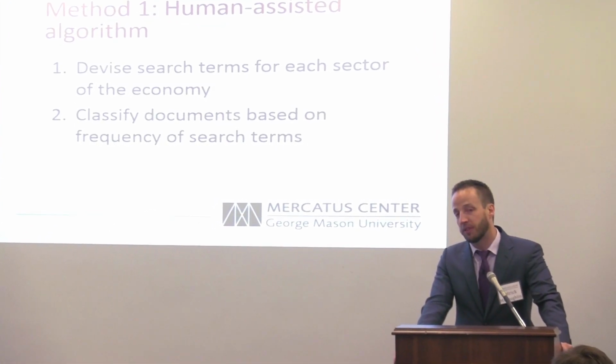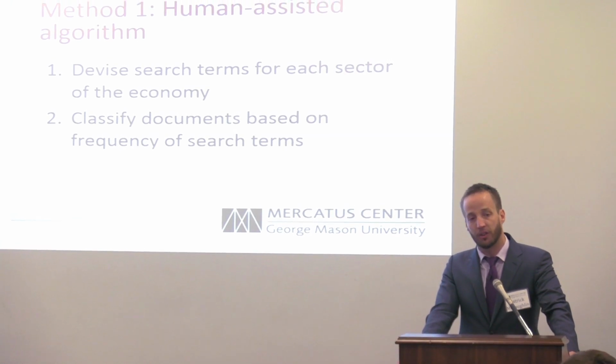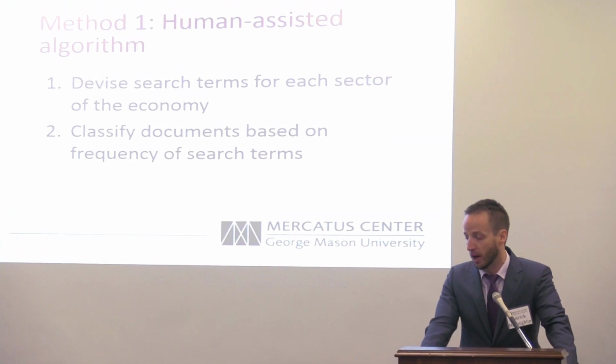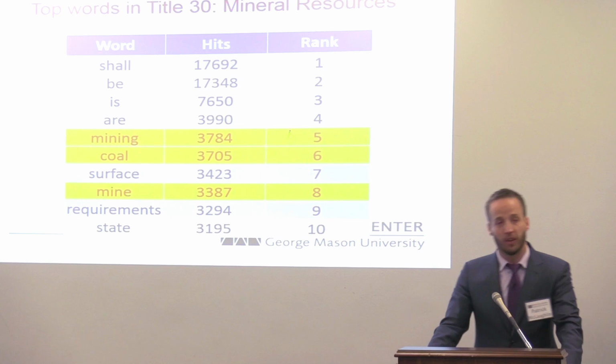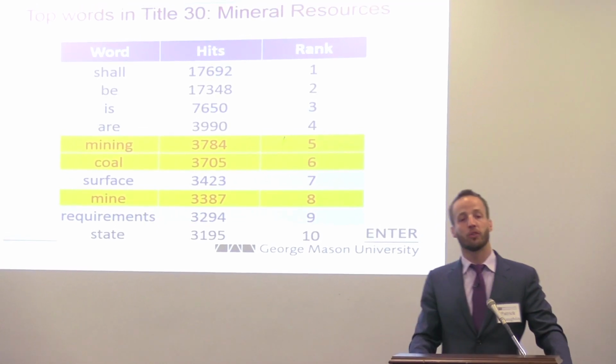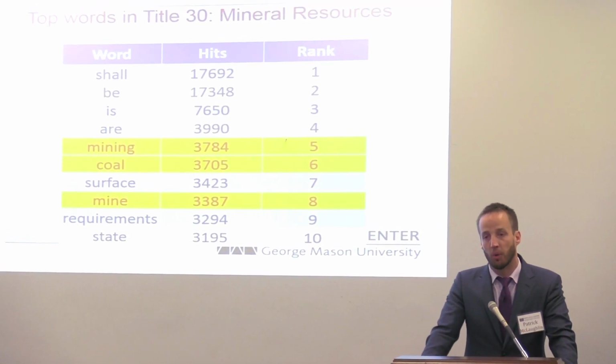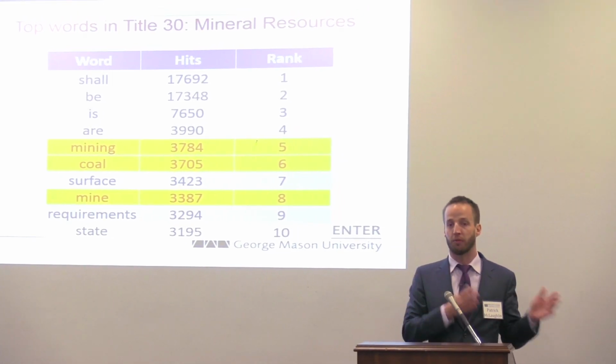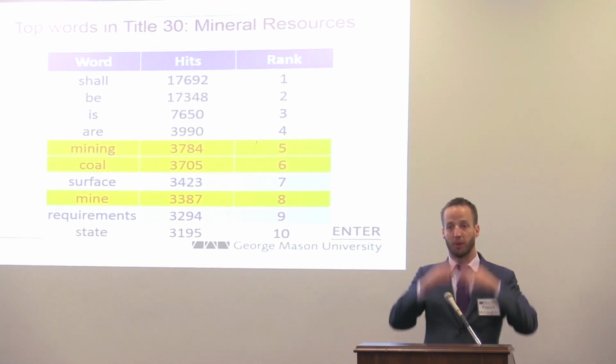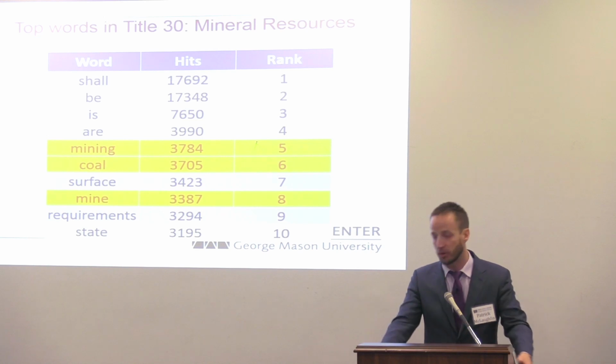Now, I don't think the idea of relying on search terms is insane, and let me show you why. Here is a table. This is showing you the most frequent words in Title 30, which is called Mineral Resources, Title 30 of the Code of Federal Regulations. Think of it as a bunch of books. Title 30 is like a book, basically.